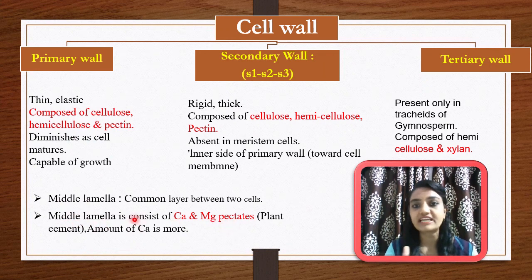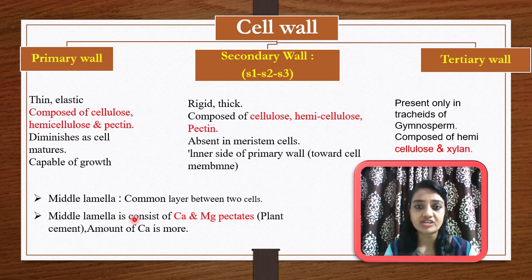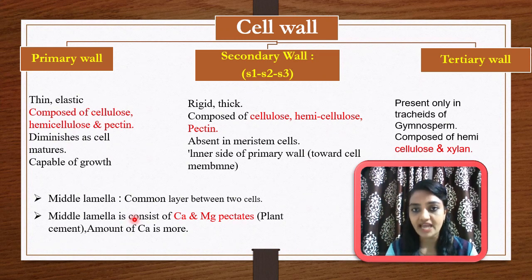How does the middle lamella form? What is its function? What different organelles are involved in the formation of the middle lamella? We will discuss this in chapter number 10 during cytokinesis of plant cells. So the middle lamella consists of calcium and magnesium pectate and acts as a plant cement, and the amount of calcium is more. In the structure of the middle lamella, the calcium proportion is very high.